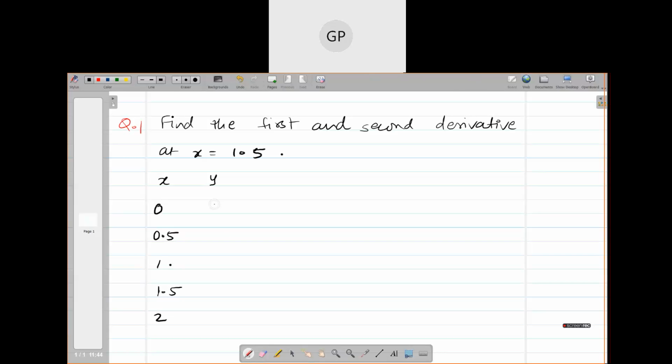And your y values are 0.3989, 0.3521, 0.2420, 0.1295 and 0.0540. Have you written the values?